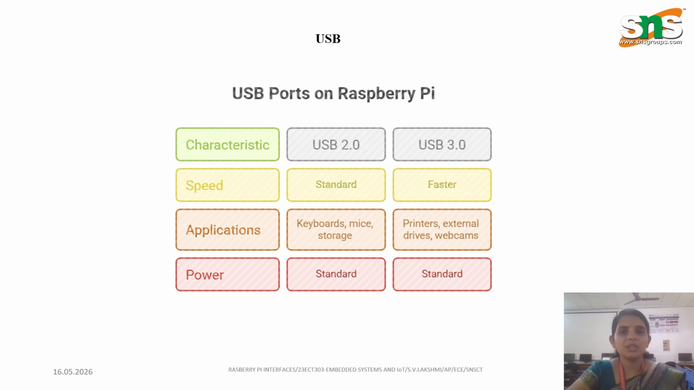The next is the USB ports. USB allows connection of peripheral devices like keyboard, mouse, webcam, pen drive, etc. We have different versions like USB 2 and USB 3, where the speed for the first is standard and for the third version is faster. The first version is used for applications like keyboards, and USB 3 is for printers, external drives, webcams, etc.